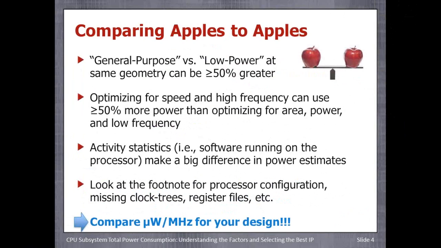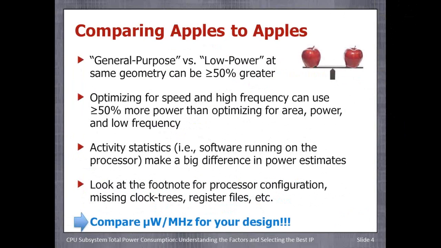Then experienced designers know that optimization options can make a huge difference. For example, optimizing a design for speed and setting the clock frequency goal to a relatively high value can result in a power consumption that is 50% or even more than the power of the same design when optimized for either area or power, and when we set the clock frequency target to a relatively low value.